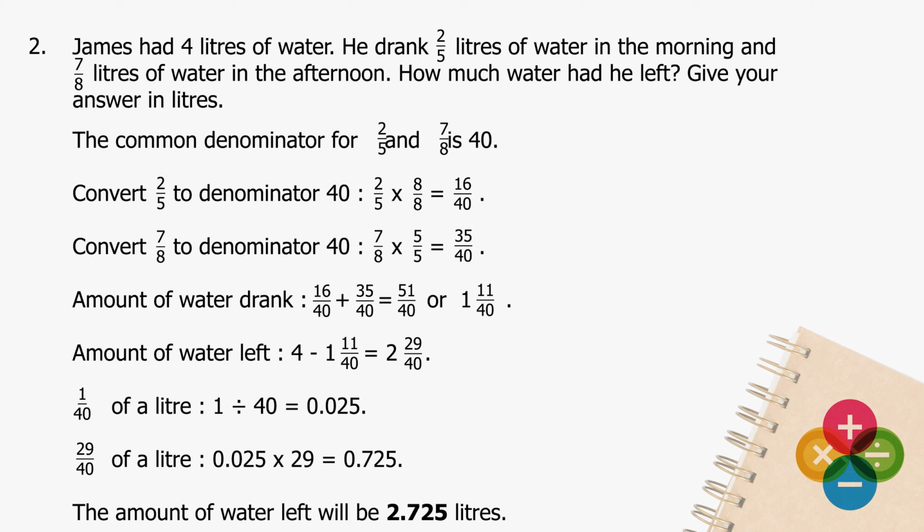The amount of water left will be: subtract 1 and 11 over 40 from 4, and the difference is 2 and 29 over 40. 1 over 40 of a liter will be: divide 1 by 40, and the quotient is 0.025. 29 over 40 of a liter will be: multiply 0.025 by 29, and the product is 0.725. The amount of water left will be 2.725 liters.